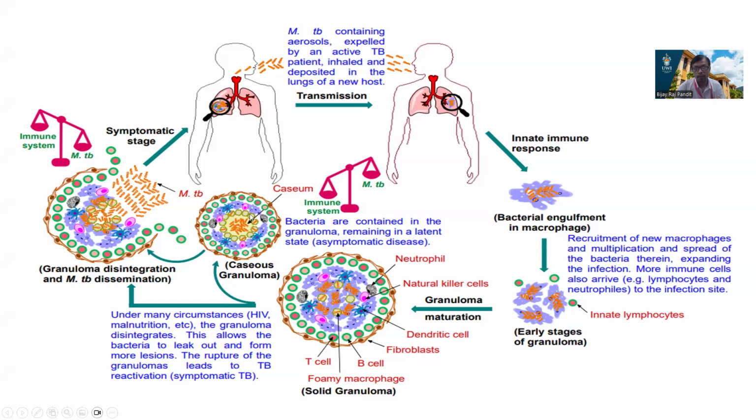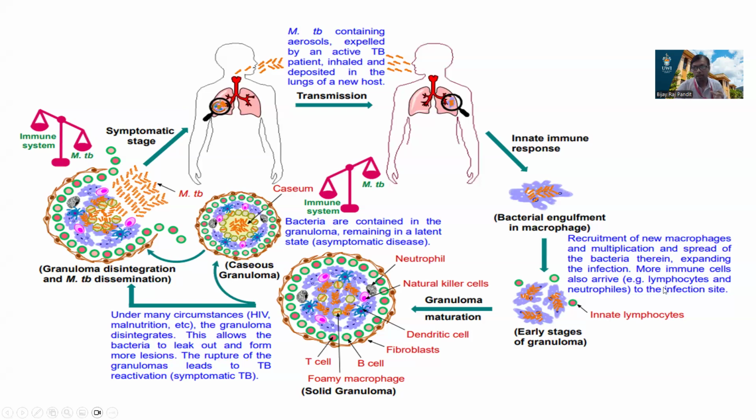So the caseous granuloma we can observe here. These are the Mycobacterium tuberculosis, the bacteria, and these are the cells. This is known as the caseum. And when the person becomes immunocompromised, then this will disintegrate. After the disintegration, the bacteria will be released, and again the person is able to transfer the disease to another person. Means the cycle is repeated.